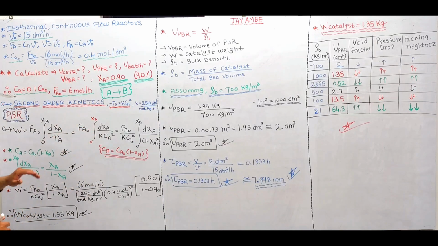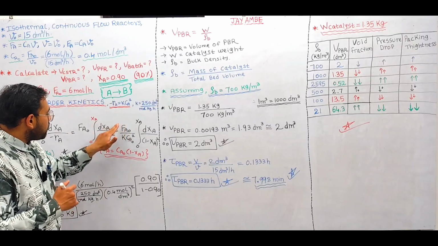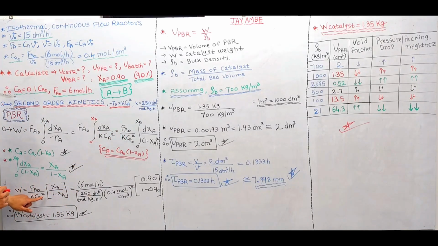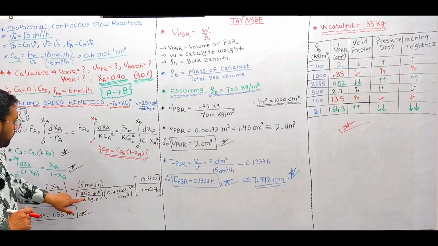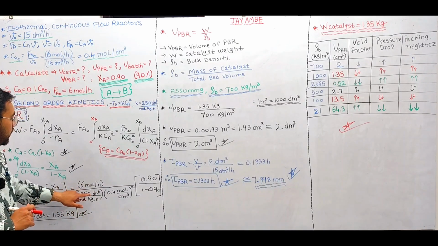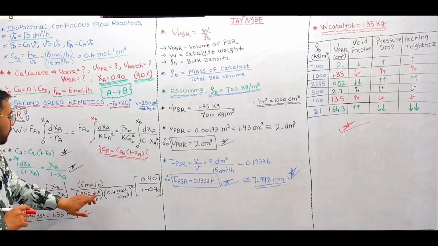Now we will substitute that. So W is equal to Fa naught divided by K Ca naught square into Xa upon 1 minus Xa, where the prefactor remains as it is. Now we have obtained the weight equation, right? By now we have all the values, so just substitute all the values. Fa naught is given as 6 moles per hour divided by K, which is 250 dm raised to 6 divided by mole per kg hour, right? (dm cube) whole square is dm6 divided by mole per kg catalyst hour.